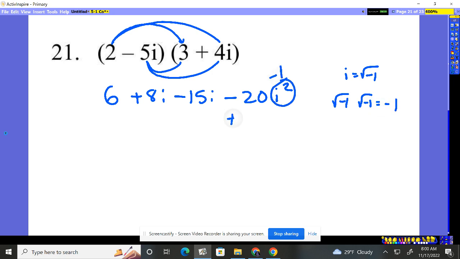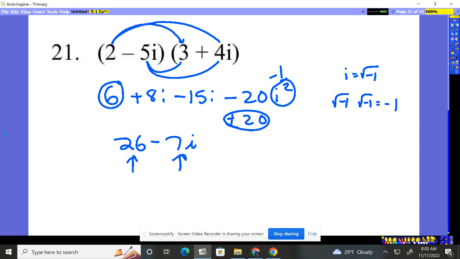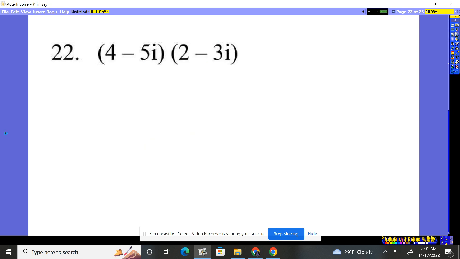That's going to change that to plus 20, just the number plus 20. So I now can put the 6 and the 20 together, which gives me 26. 8i minus 15i is minus 7i, and I have my answer. I'm done. Please remember, real number part first, imaginary number part second for complex numbers. So we'll put the number up front and then the imaginary part in the back.